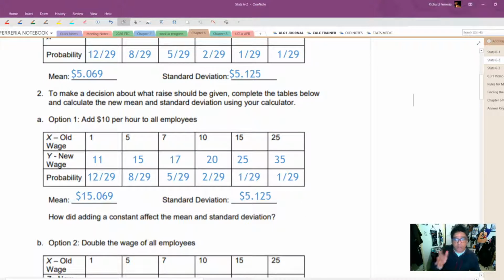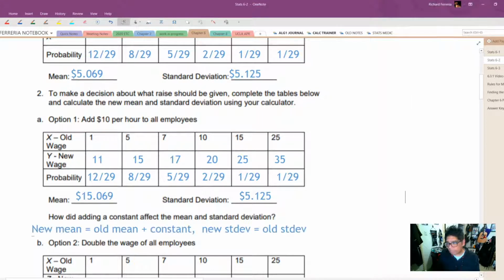Now we did these all the long way, so if there was some kind of a chance thing, it probably would have shown up. So this is actually what happens. How did adding a constant affect the mean and the standard deviation? Well, the new mean is the old mean plus a constant, and the new standard deviation is the same as the old standard deviation. So the standard deviation doesn't change if you just add the same number to every outcome.